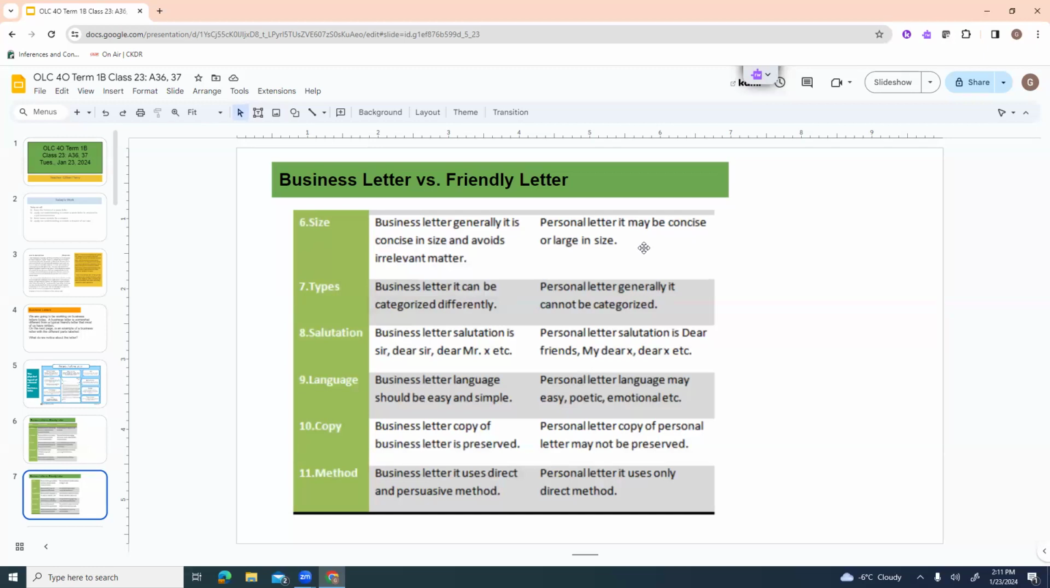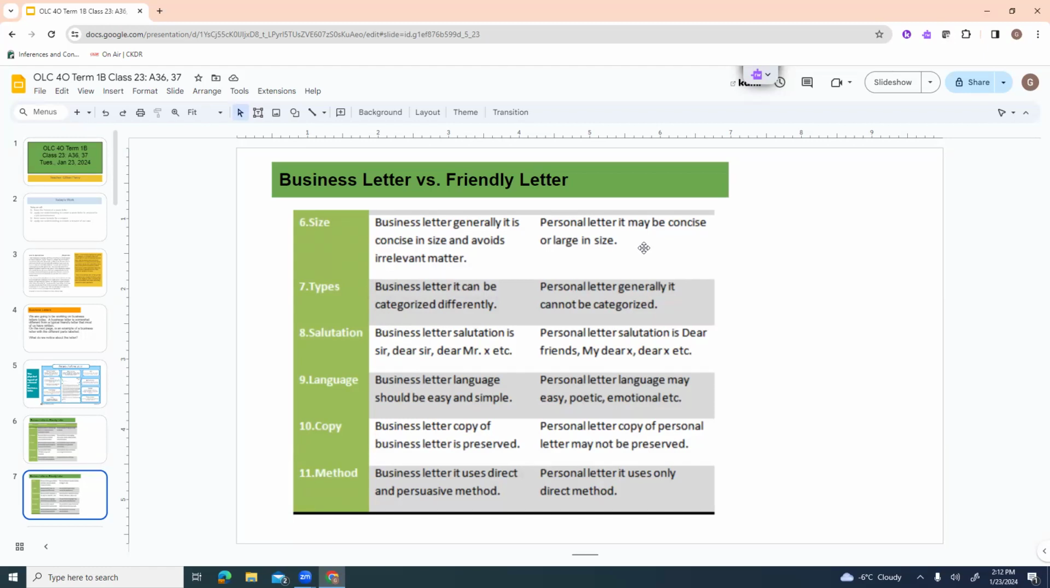Business letter language should be generally pretty easy and simple. It might include some business-specific jargon, right? The letter that you're writing to, say, an auto company might be very different than the letter you're writing if you're trying to get hired at, say, a newspaper. A personal letter might include very easy casual information, might include poetry or bits of songs, might include talking about your emotions.